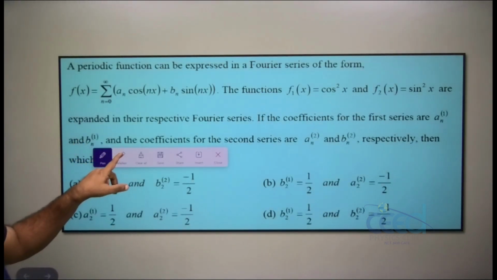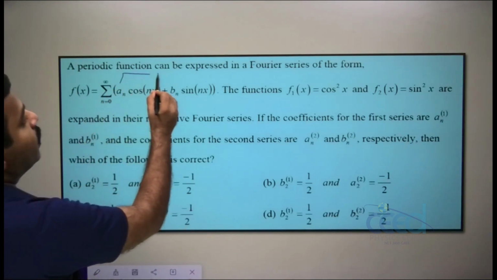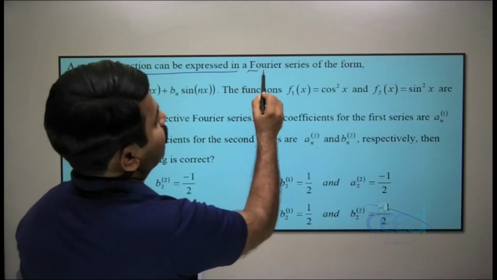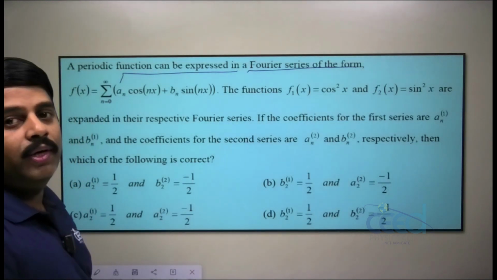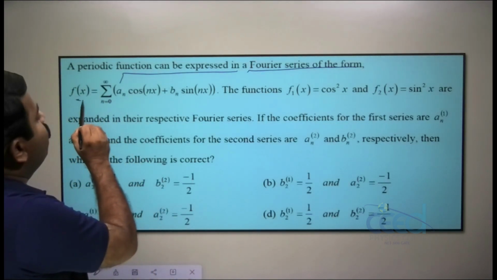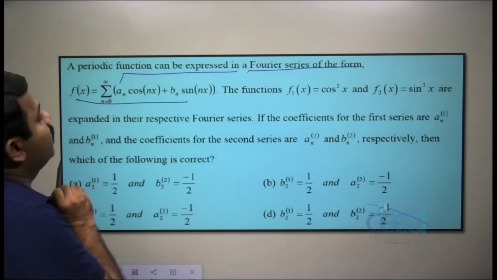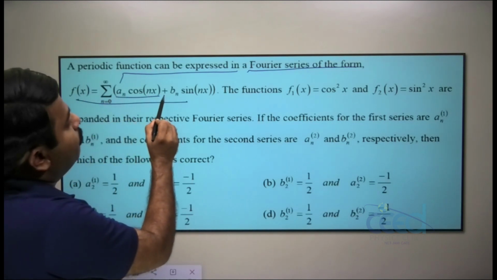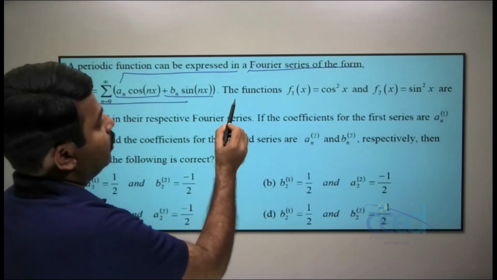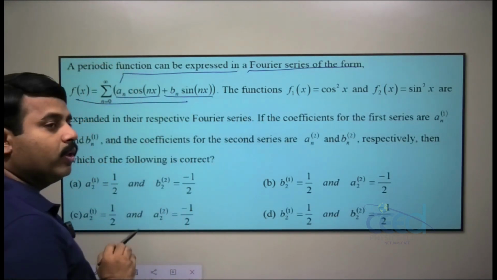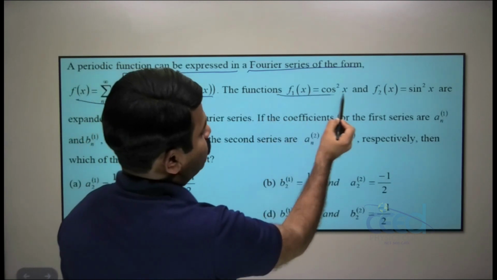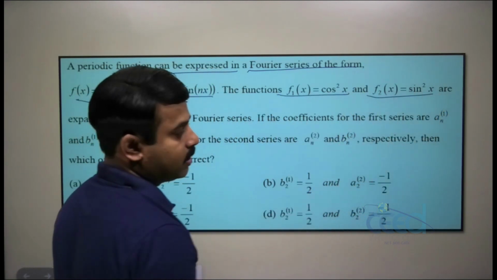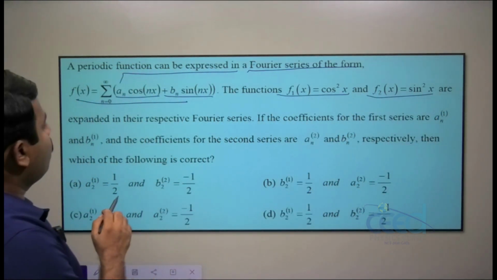So, first question is, a periodic function can be expressed in Fourier series form, right? That is f of x is equal to sigma n is equal to 0 to infinity an cos nx plus bn sin nx. Which functions are we going to represent? First function is cos square x, second function is sin square x, right?